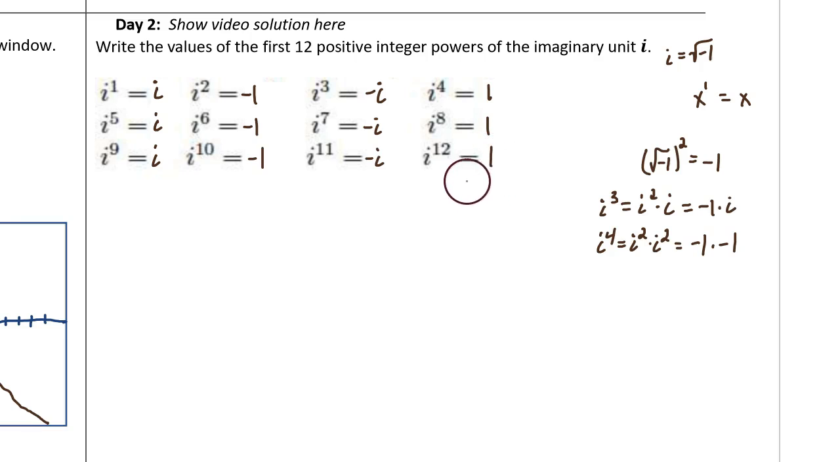Do you believe that they really repeat like this? Think about what I to the 12th power is. It is I squared raised to the sixth power. But remember that I squared is -1. And -1 to the sixth power makes +1.